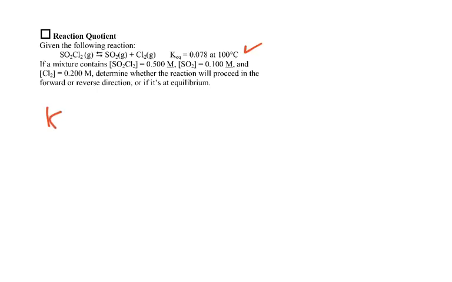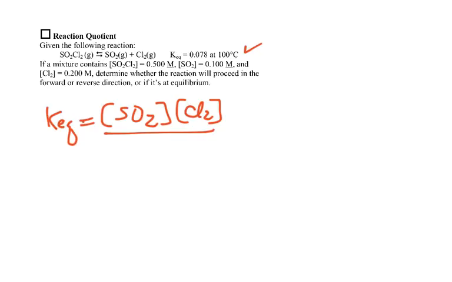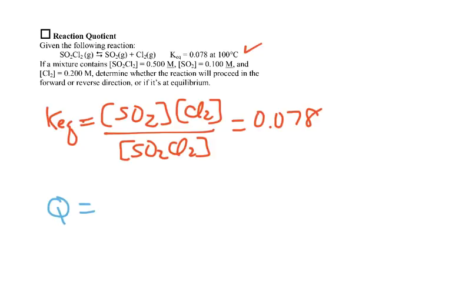Well, the first step here would be to write our Keq expression. So it's going to be the concentration of SO2 to the first power times the concentration of Cl2 all over the concentration of SO2Cl2. Okay, now if we put in equilibrium amounts, then we're going to get the equilibrium constant. And we know that the equilibrium constant is 0.078. Now what we want to do is do the same thing, but this time we want to put in the concentrations that we happen to have, and that is not Keq. We're just going to call that Q, our test quotient.